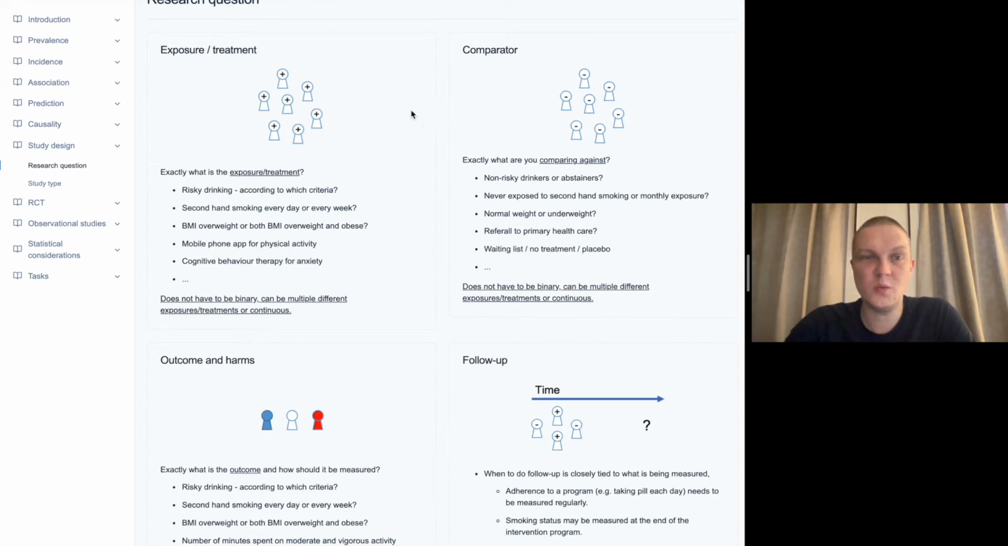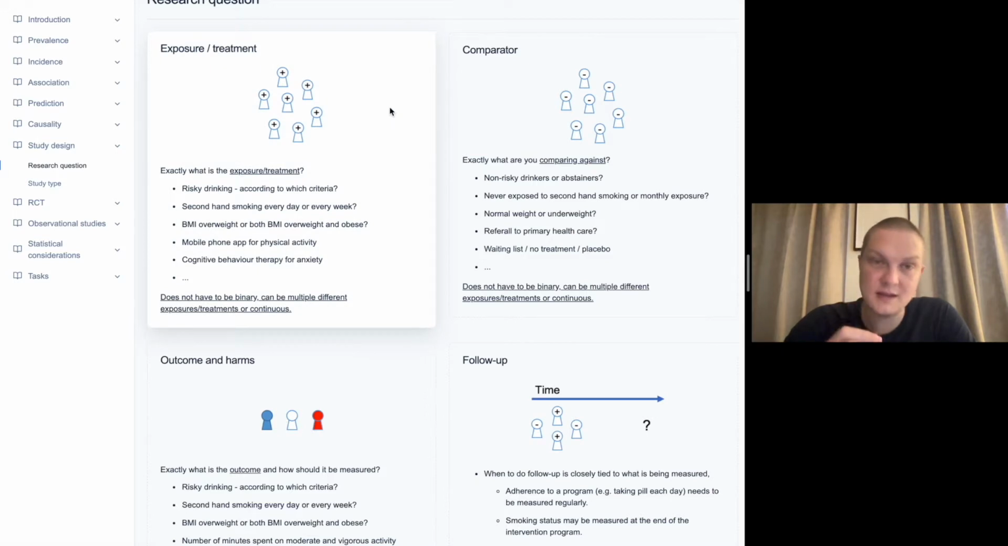So first, what exactly is it that you want to study in terms of exposure or treatment? Is it the exposure to risky drinking? And if so, according to which criteria? Secondhand smoking, again, every day or every week? BMI overweight, or both BMI overweight and obese? Is it a treatment? So maybe it's a mobile phone app for physical activity. Is it cognitive behavior therapy for anxiety? You need to define what you actually mean by exposure or treatment.